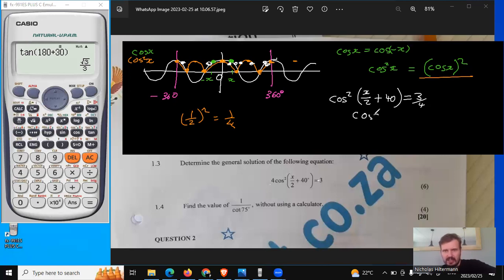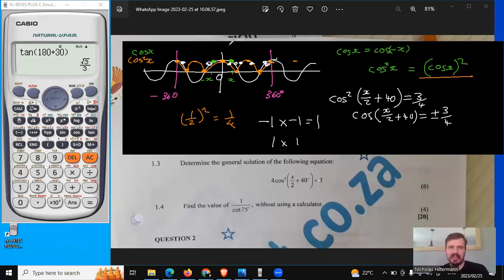So I get cos of x over 2 plus 40 equals, now because I've square rooted it, plus or minus 3 over 4. And this is what's going to give me my extra 2 answers. Because, well, we know what's minus 1 times minus 1? 1. What's 1 times 1? 1. So are we only taking one answer here? We're going to take a lot. That's why it's 6 marks, because we're going to get plus 3 over 4 and minus 3 over 4.